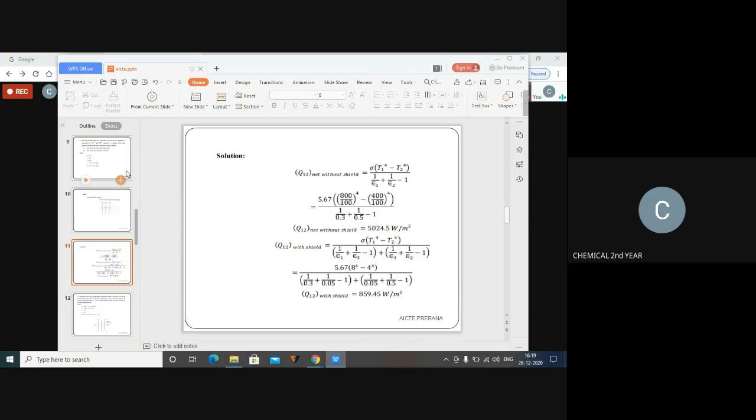That means epsilon 3 is nothing but epsilon. Minus 1 plus 1 divided by epsilon 3 plus epsilon 2 minus 1. Now we have to substitute all the values. Now we know the value for T1 and T2, and we know all the values of epsilon, and now we calculate the value for Q with the shield, which is 859.45 watt per meter square.